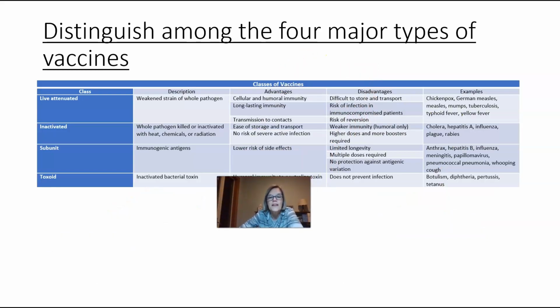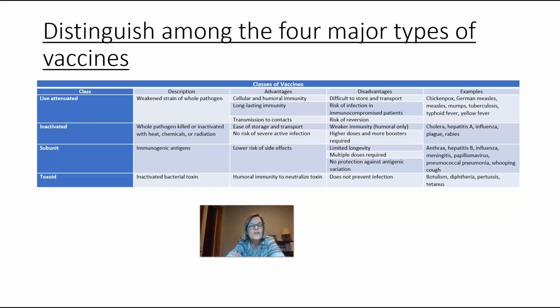So, if you look at the four most common kinds of vaccines, the four kinds of vaccines that we've had for quite a while, the role of these vaccines is to stimulate a primary immune response and to get your body to make memory cells. And you can see from this table that there's a nice description, advantages and disadvantages. This table, I believe, is in your book. So I have four different kinds of vaccines here.